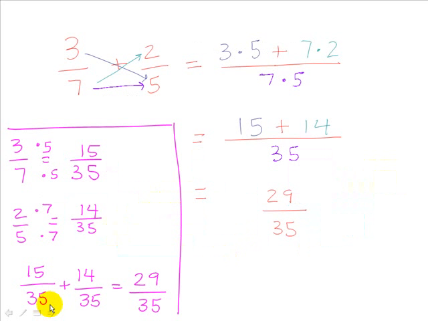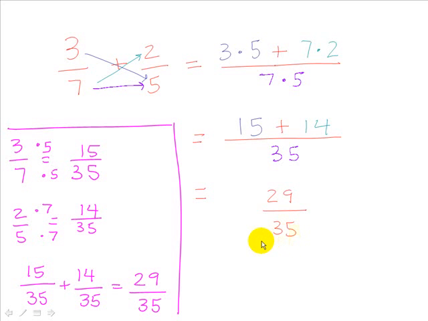So I've got an example here. We're going to add 3/7 plus 2/5. So first we cross multiply 3 times 5, that's up here, plus 7 times 2, add that up here, and then we multiply across the bottoms, 7 times 5, shown right here. And then 3 times 5 is 15, plus 7 times 2 is 14, all divided by 7 times 5, which is 35, which is of course equal to 29/35.